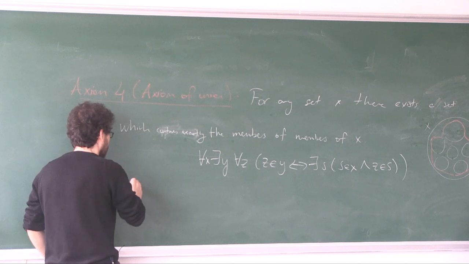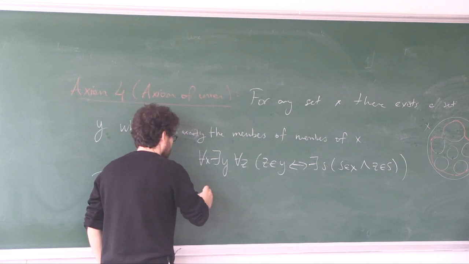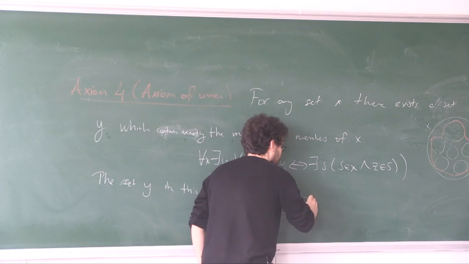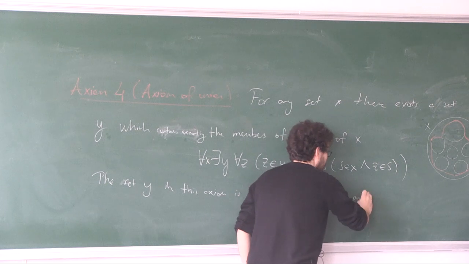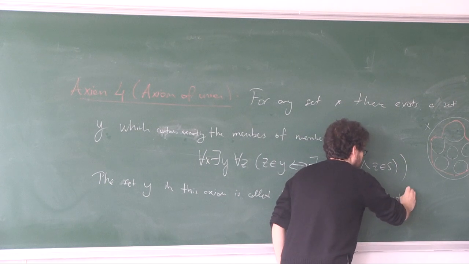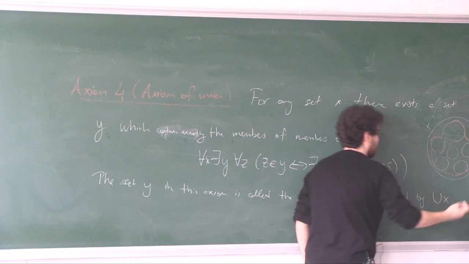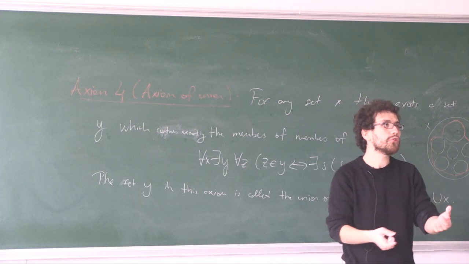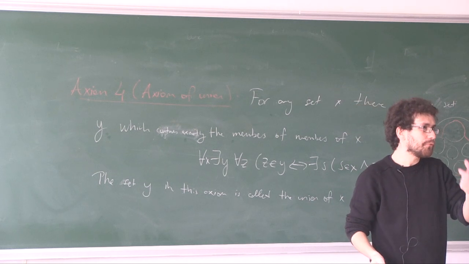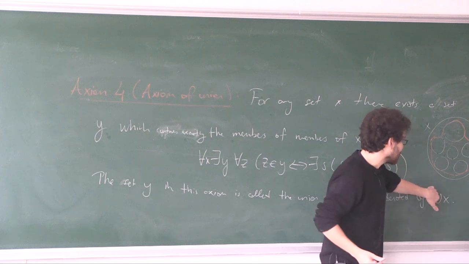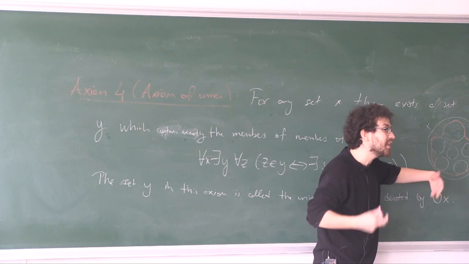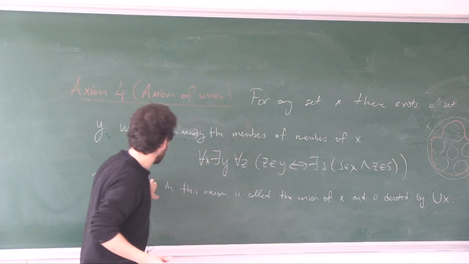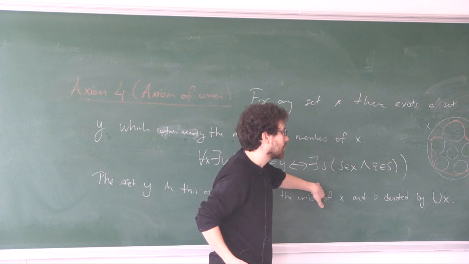The set Y in this axiom is called the union of X and is denoted by this notation. Now, this is why I said pay attention. You probably didn't see this notation before. You took the union of many sets. There's a notion of union of a single set. Union of a single set means that you really take the union of its elements. Okay? So this set Y over here is called the union of X.